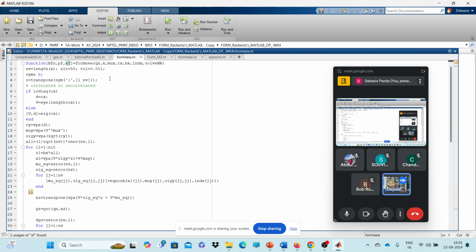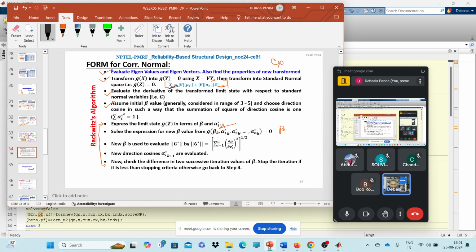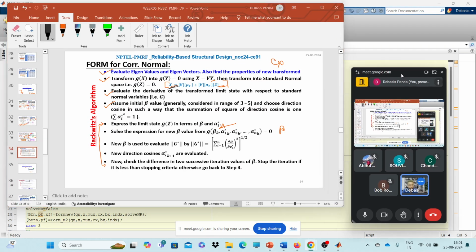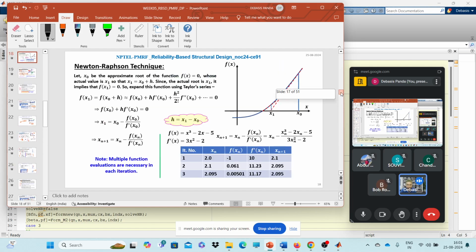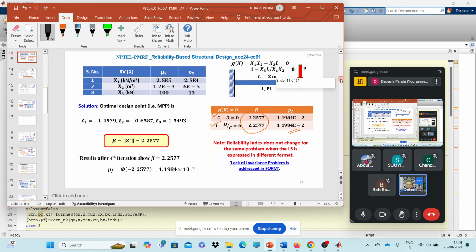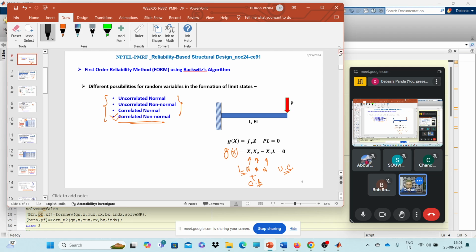To call it, we need a script. Let's solve one problem so that this will get clear, then we will go to the Rackwitz-Fiessler algorithm. Let's say we will solve a known problem.